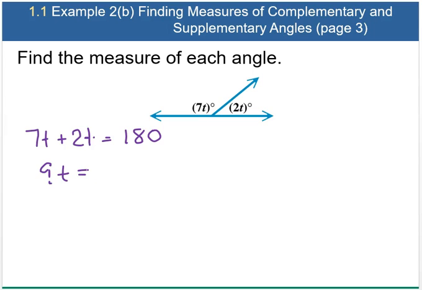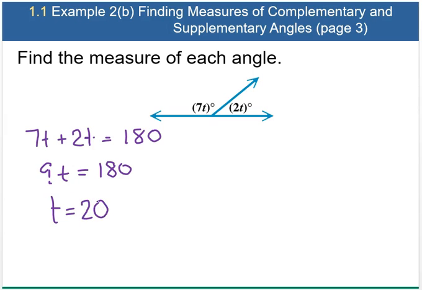My pen tool isn't quite working very well. Sorry for that. So 9t is equal to 180. And then divide both sides. We get t is equal to 20.